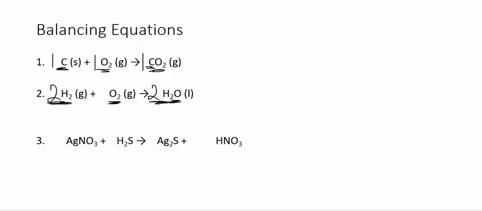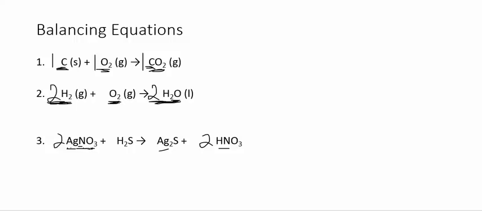Next example. I always start on the left. Silver, 1. Over here I have 2. I need a coefficient of 2. That will balance the silver. Then I look at nitrogen. Well, there's actually 2 nitrogen because of the coefficient. Over here I have 1, so I need a coefficient of 2 to balance the nitrogen. Then look at oxygen.